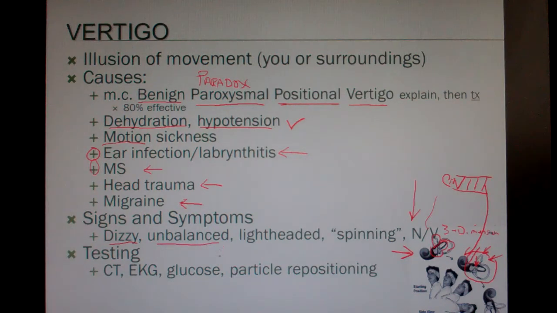Unbalanced, I guess it's probably more dizzy than anything. Lightheaded, again, dizzy. The spinning is definitely the vertigo. Nausea and vomiting, probably from being dizzy. But either way, dizziness, vertigo, hard to distinguish between the two unless you just remember that vertigo is the spinning portion of all of the things.